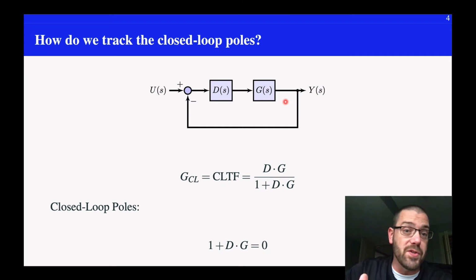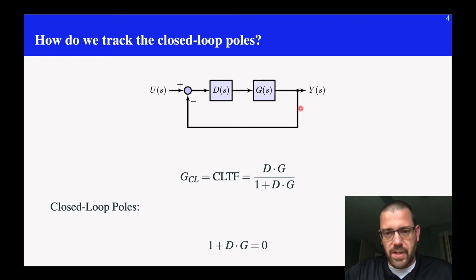So how does this work? What's the mathematical foundation for it? We've got this typical unity feedback block diagram, closed loop system. And we know that if we work this out, as we've done before, the closed loop transfer function would be DG over 1 plus DG. So we know that the poles of this closed loop transfer function are when the denominator is equal to 0. This equation, also called the characteristic equation, tells me the poles of the closed loop transfer function.